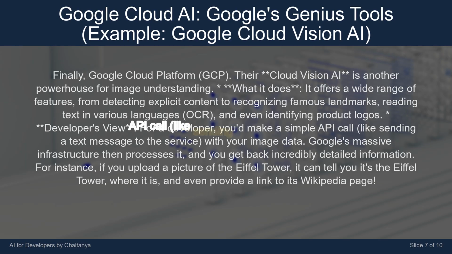Developer's view. For a developer, you'd make a simple API call, like sending a text message to the service, with your image data. Google's massive infrastructure then processes it, and you get back incredibly detailed information. For instance, if you upload a picture of the Eiffel Tower, it can tell you it's the Eiffel Tower, where it is, and even provide a link to its Wikipedia page.